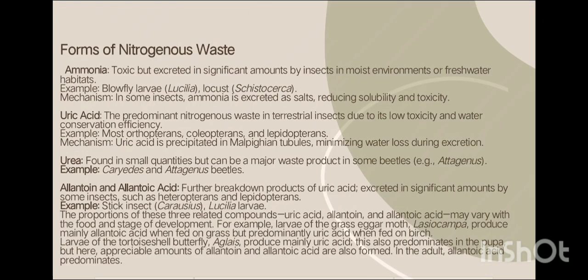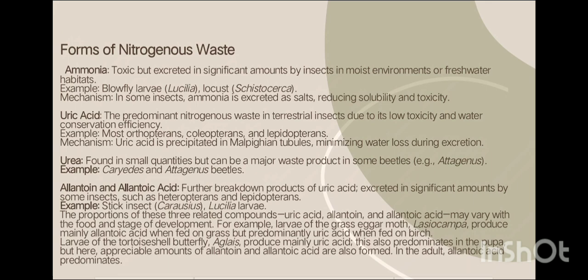When we discuss the forms of nitrogenous waste, the first one is ammonia. It is a toxic waste and can be excreted in significant amounts in a moist environment or by freshwater insects, for example blowfly larvae and locust.